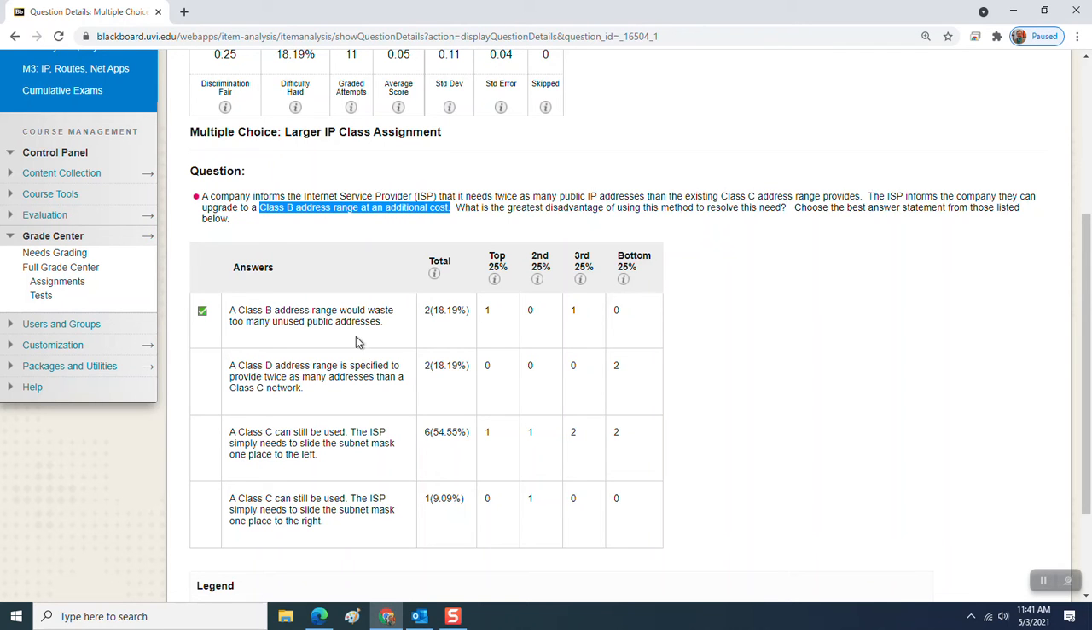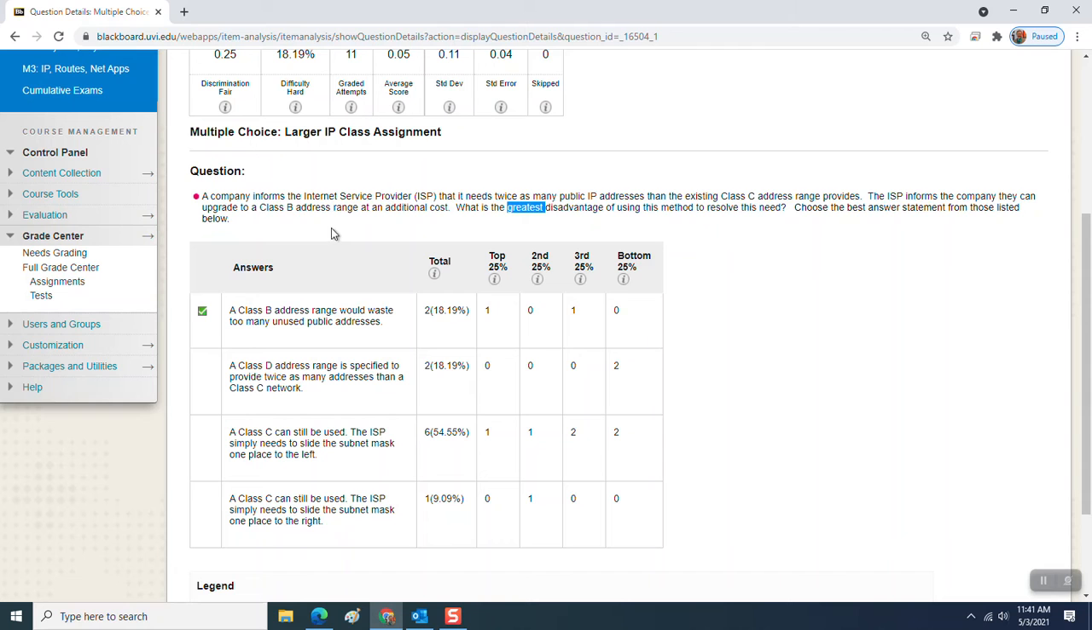Well, a Class B address range has 65,536 addresses. 65,533 are usable. 1 for the network ID, 1 for the gateway, and 1 for the broadcast. The question reads, what is the greatest disadvantage of using this method to resolve this need? Choose the best to answer statement from those listed.